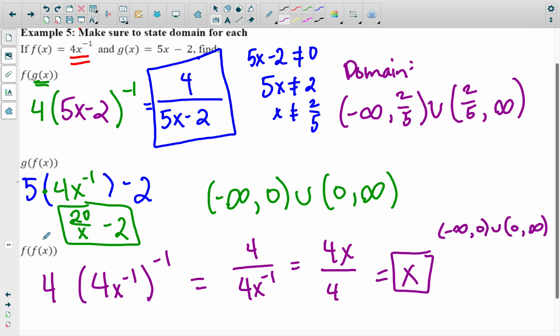Okay, it's because the inside function has a restriction. Right, this inside function has a restriction, and that inside restriction will carry through to the end. Even though right now it looks like we could plug in any value for x, that inside restriction will follow through, okay?